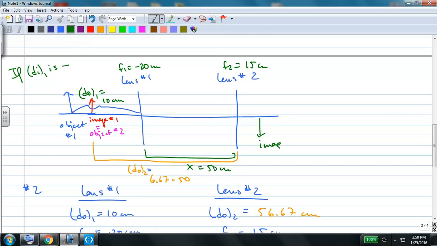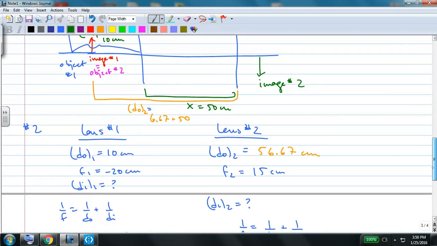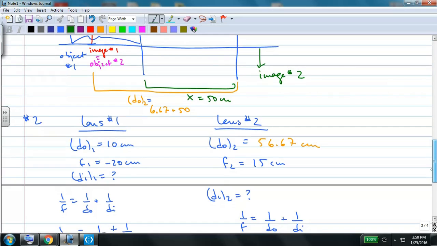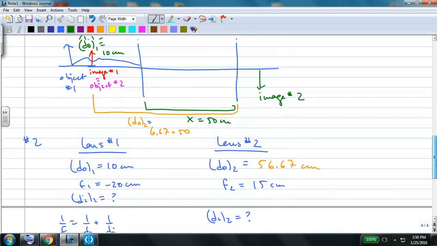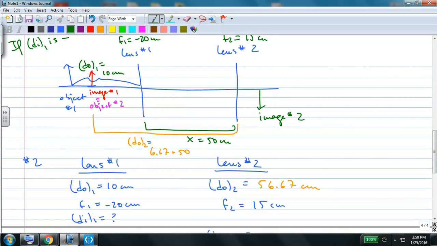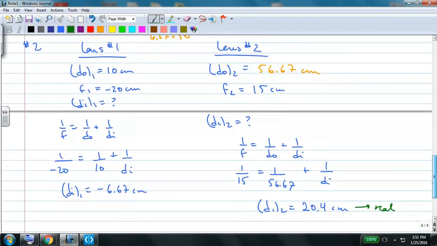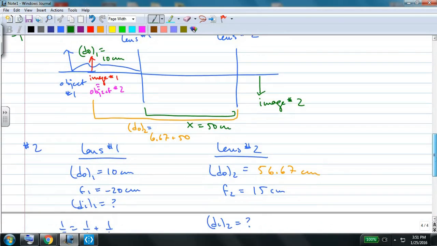This is image number 2. How did I know to flip it? Because I know that it is a real image. How did I know that? Because DI2 is positive. Okay? So this is a real image and it got inverted from its orientation of its object. Phew. Okay. So there are a lot of different configurations.